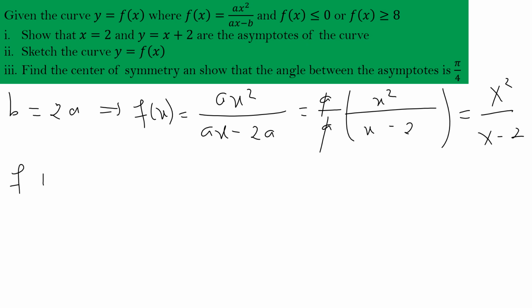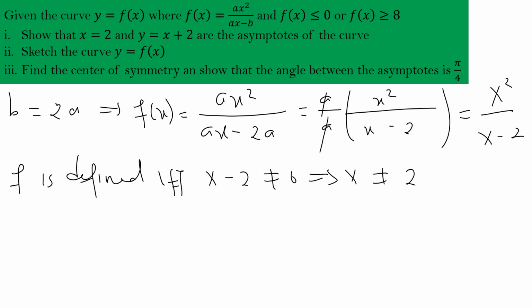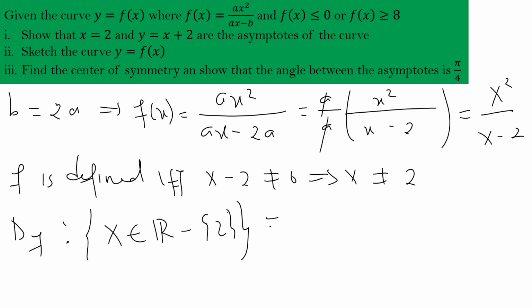So f is defined if and only if x minus 2 is not equal to 0, which means that x is not equal to 2. So my domain of f is basically the set of real numbers excluding 2. Yes, that is my domain. But we need to write it as an interval, so we are going to say x is in the interval. If you are not 2, it means that you are any real number excluding 2.